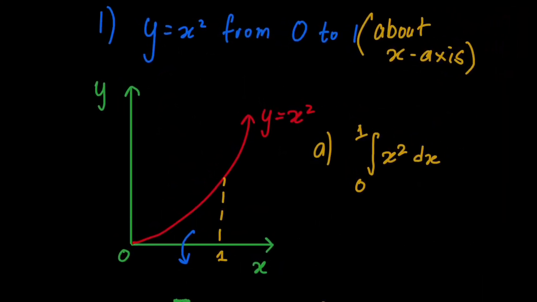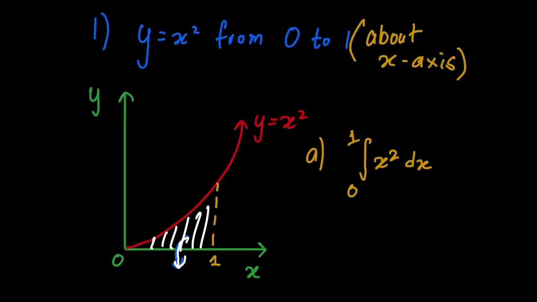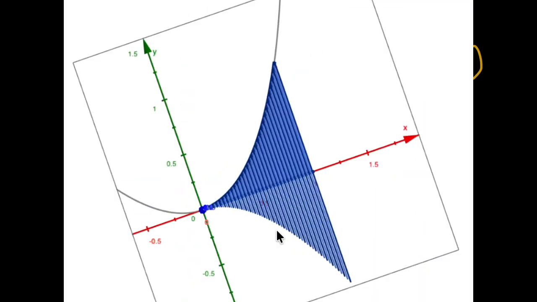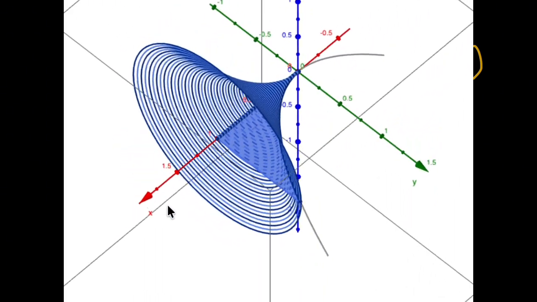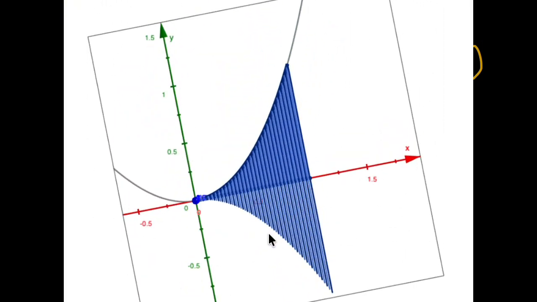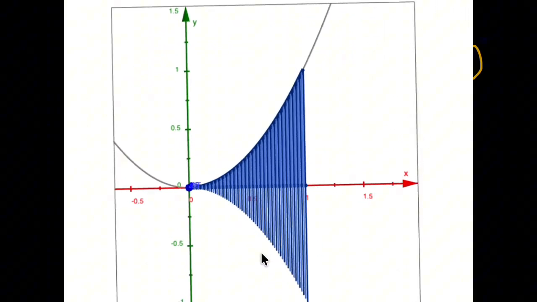So we'll start off with the first question, and that's the volume around the curve y is equal to x squared from 0 to 1. So it's this area, and what happens is we rotate this around the x-axis to make a circle. Now let me show you a simulation so you can really understand what I'm talking about. Right here is the completed area for our little graph, and this is what we're going to try to calculate.